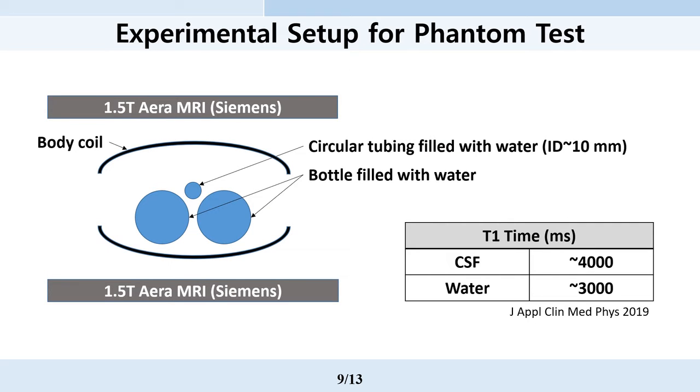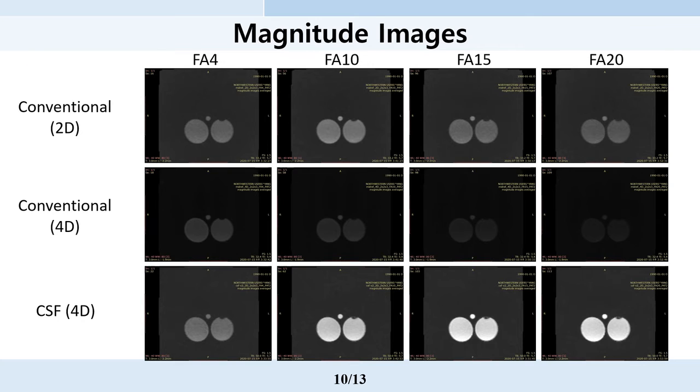For the in vitro test, a 1.5 Tesla MRI machine with a body coil is used. I also used water, which has a T1 of approximately 3000 milliseconds. Although there are slight differences in T1 between CSF and water, I think the T1 of water is long enough for this test. As the analysis phantom, tubing filled with water was used, and 2 barrels of dummy water phantom were inserted for signal acquisition. And I'm going to show you the result.